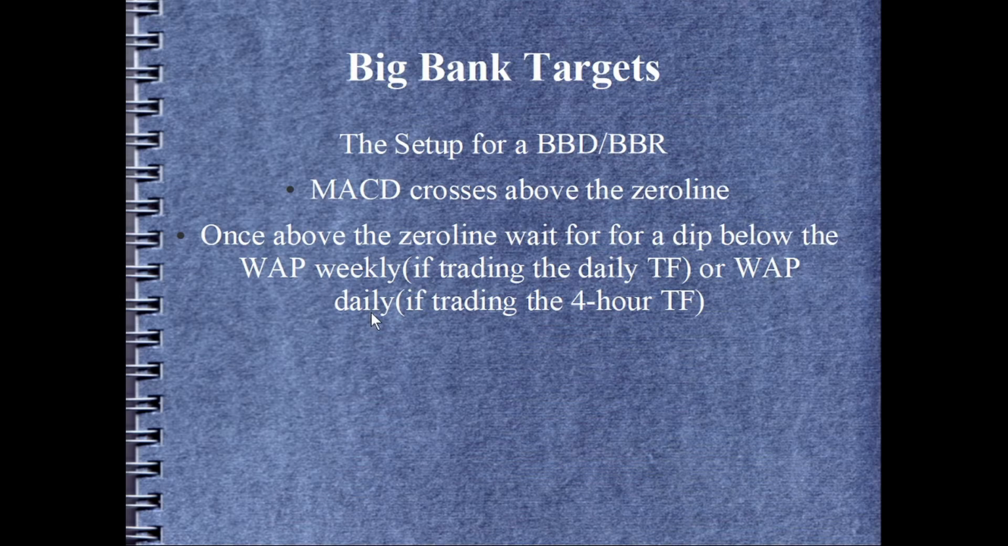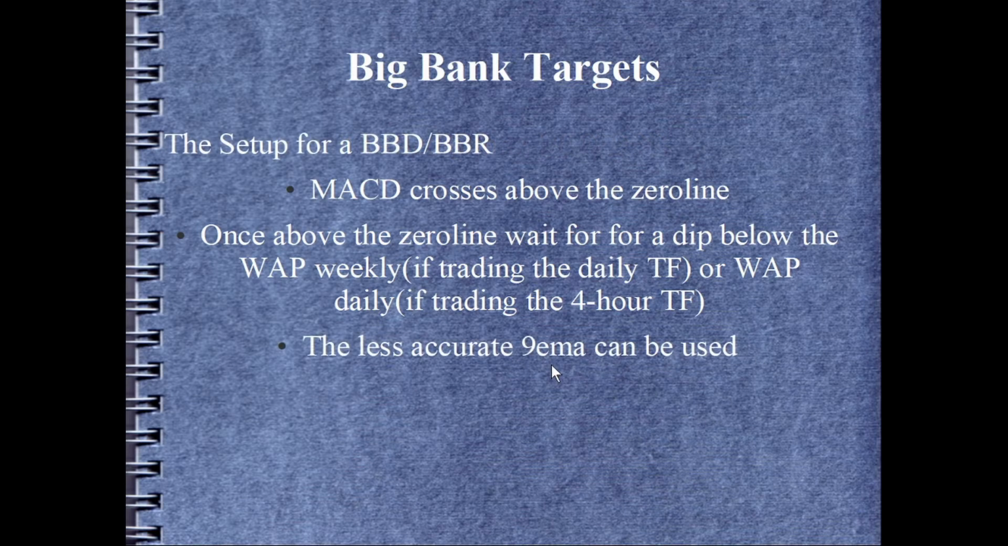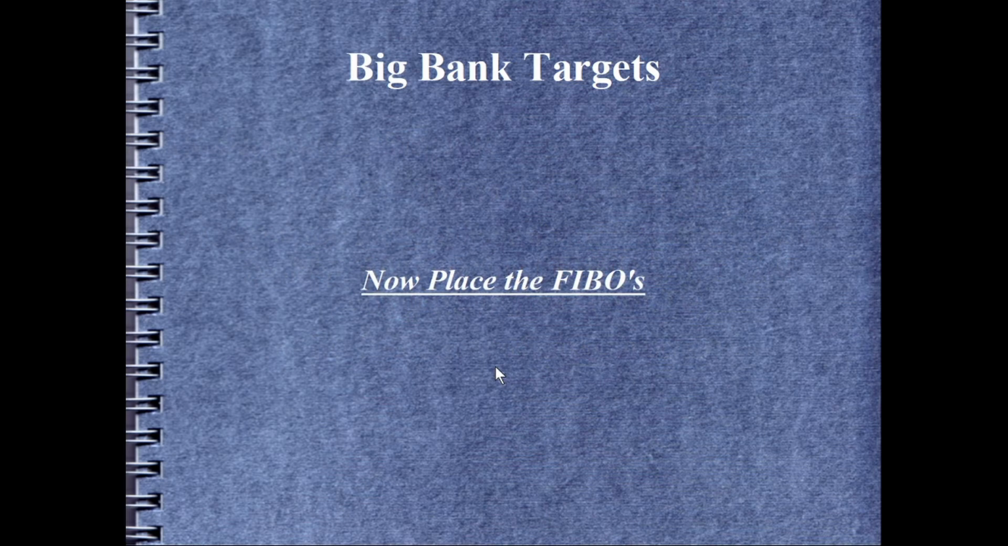Now the Wada Atar only indicates the pivots for the monthly, the weekly, and the daily. So if you go below the 4 hour time frame, then you will most likely have to use the 9 EMA to basically find when a dip is actually validated. That's how I validate my dips. And so with that, let's go to the charts and see how to place these Fibos.